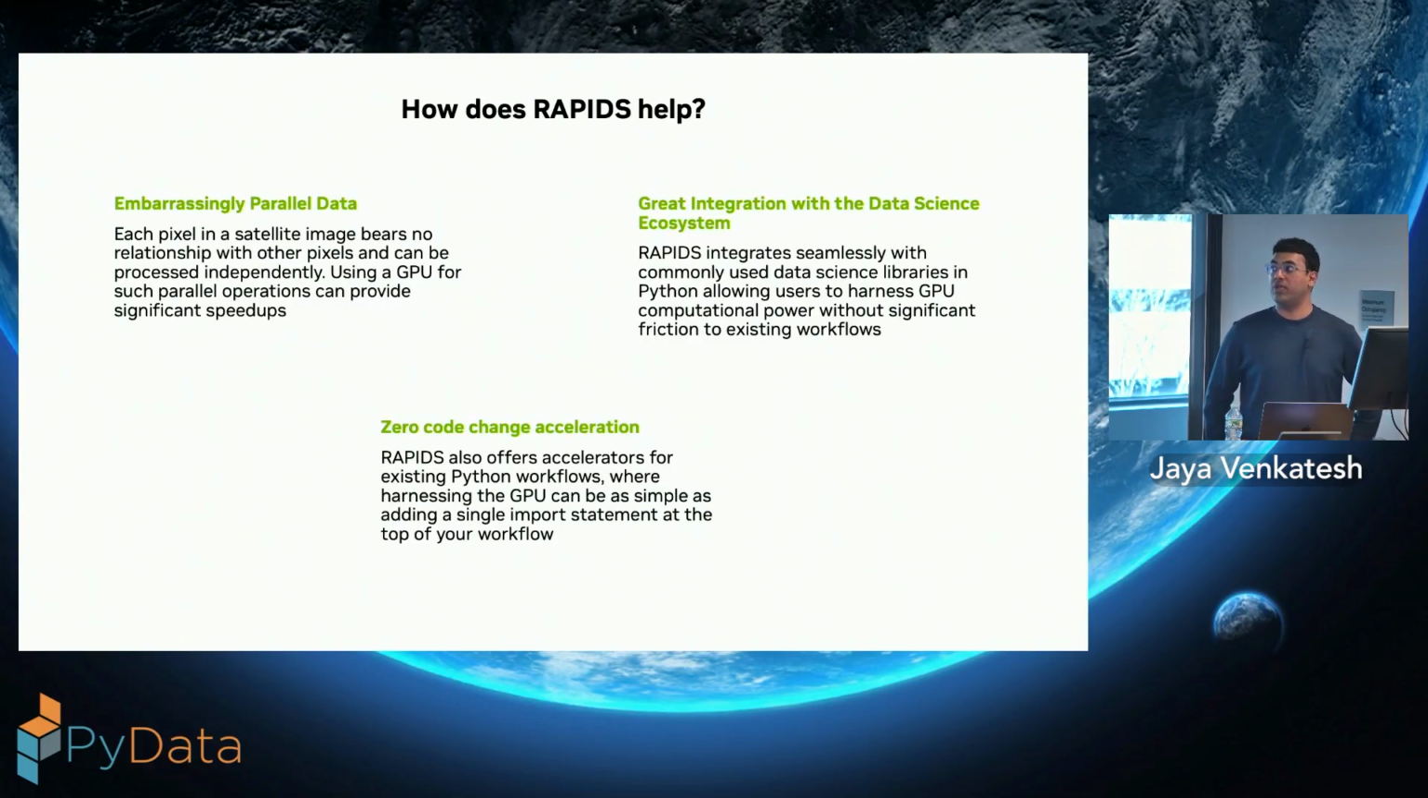Okay, so we know what Rapids is, but how does it help us in our use case? So the first important point is the features of the data itself. So satellite imagery, every pixel is independent of the rest of the pixels in the image because it's just an image. So there's a huge scope of doing computation parallelly and getting acceleration if you can utilize the GPU well. And Rapids also integrates extremely well with other open source data science tools within the Python ecosystem. So if you're familiar with regular data science tools, Rapids can be integrated into your workflow pretty easily.